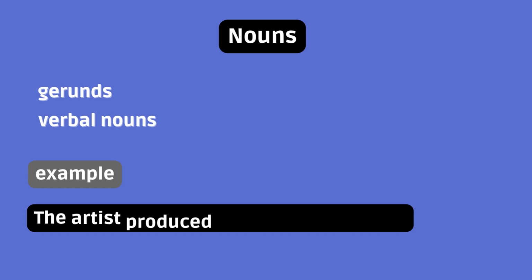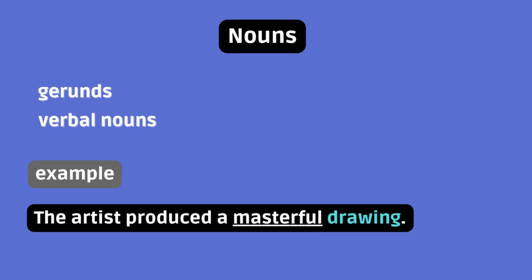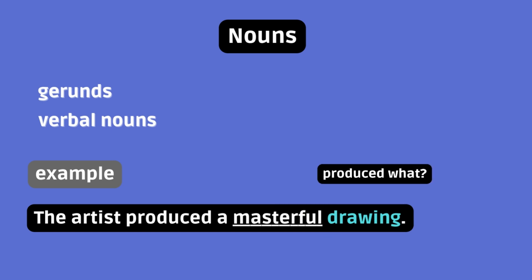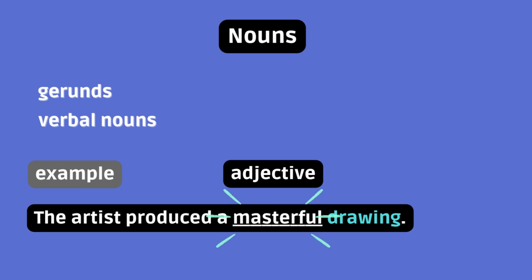Example: "The artist produced a masterful drawing." Drawing is the object again. Produced what? A drawing. And it's a verbal noun, as it's described by an adjective, "masterful."